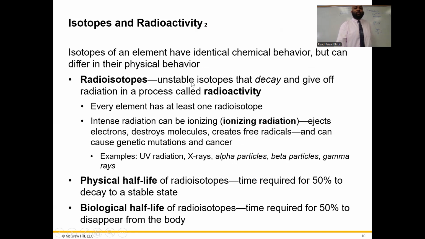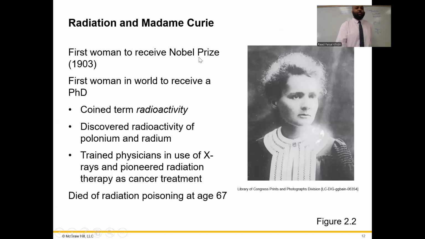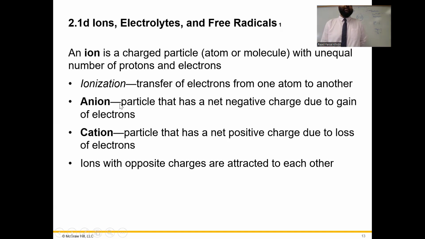So now, why are isotopes important? Because they ionize and they help us for the radiology, for the diagnostics. Okay, and this is Madame Curie. She was the first female to get a Nobel Prize, and she was the first woman in the world to receive a PhD. So this is just information about the historical development of radiology, and that isotopes are important for this radiology.